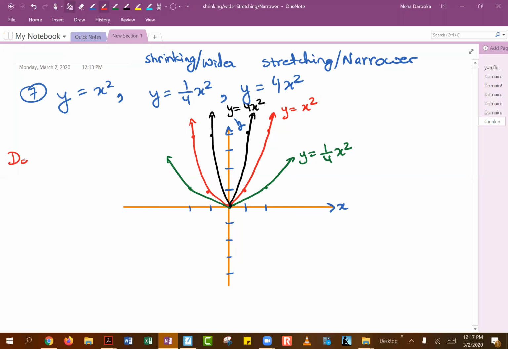So let's do the original function. That's your y equals x squared. We've already talked about that before. Your domain is negative to positive infinity. Range is 0 to infinity.